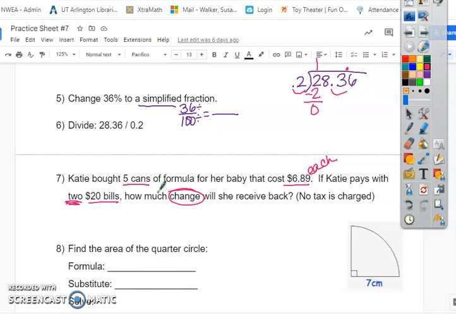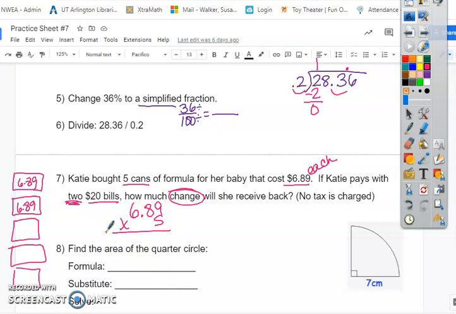We do not charge tax on formula for babies. It's a food item. So hopefully we know if we have 5 cans that are $6.89, if each of these represents a can that is $6.89, that means we would be multiplying, right? $6.89 plus $6.89. I don't want to do all that repeated addition, okay?